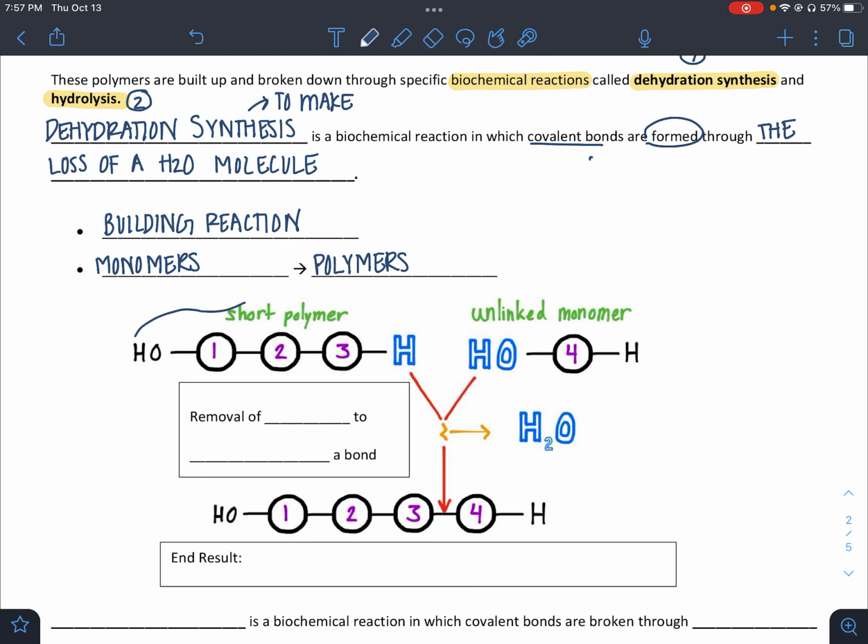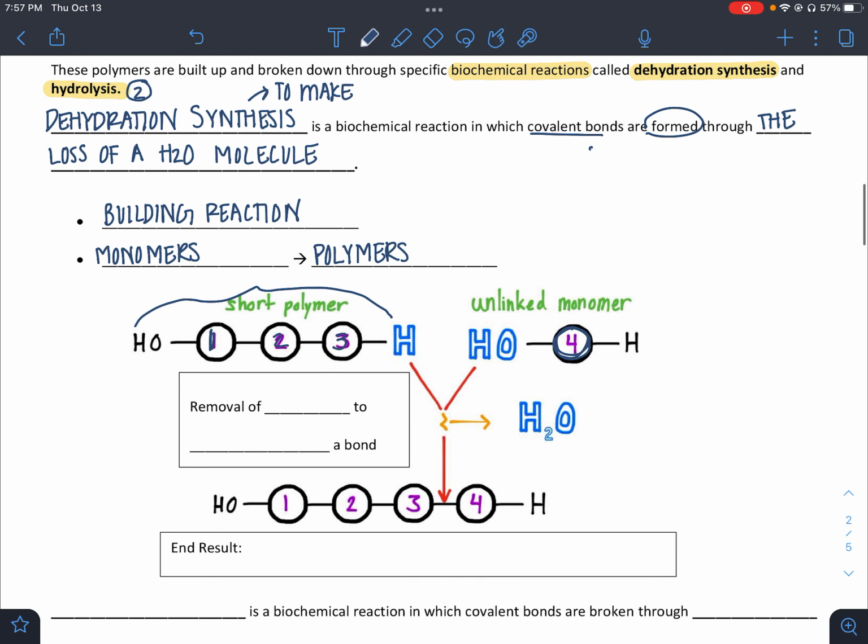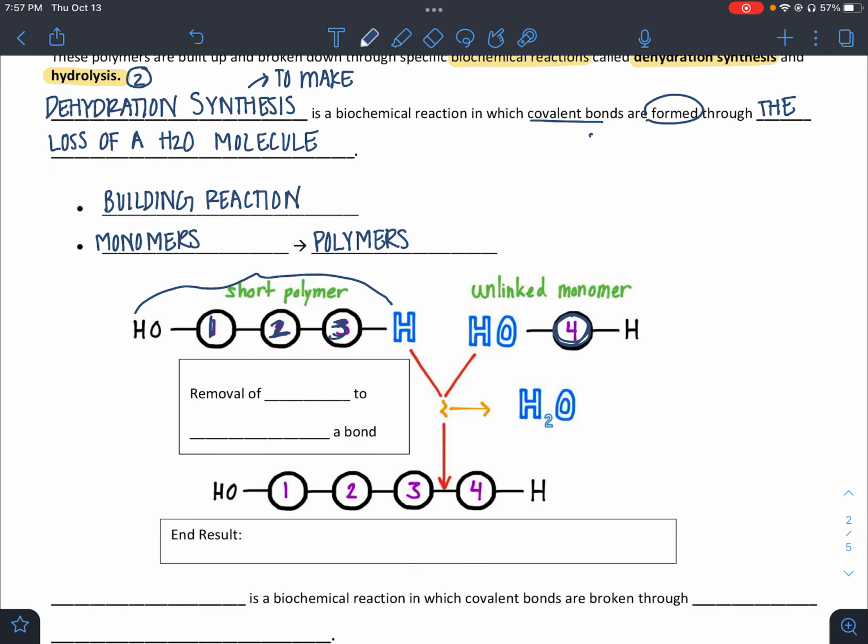So how does this work? Right here, we have a short polymer. It's a polymer because it's made of 1, 2, 3 building blocks. And over here, we have our fourth building block, which is just an unlinked monomer. So monomer 1, monomer 2, monomer 3, all bonded to form a polymer, and then we have this unlinked monomer all by itself. What we see is that on one end, on monomer 3, we have a hydrogen. And on monomer 4, we have an OH group, which remember is our hydroxyl group.